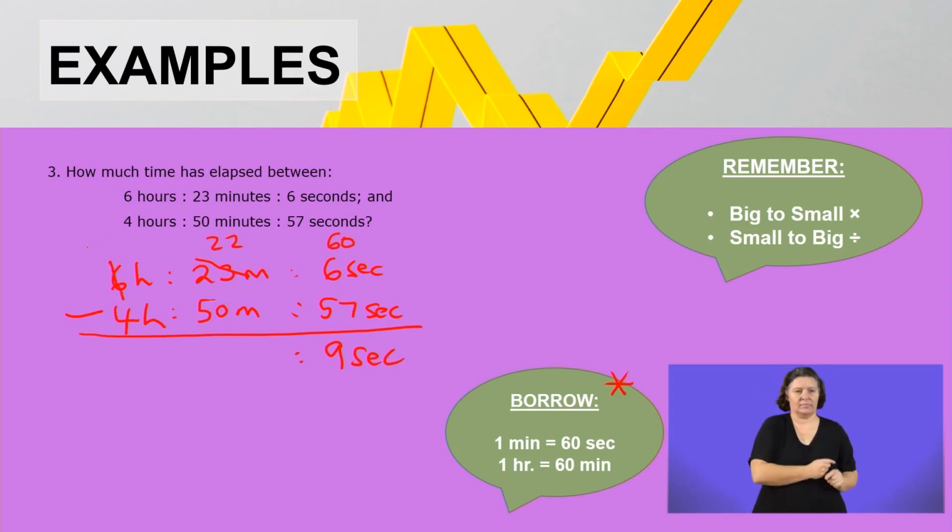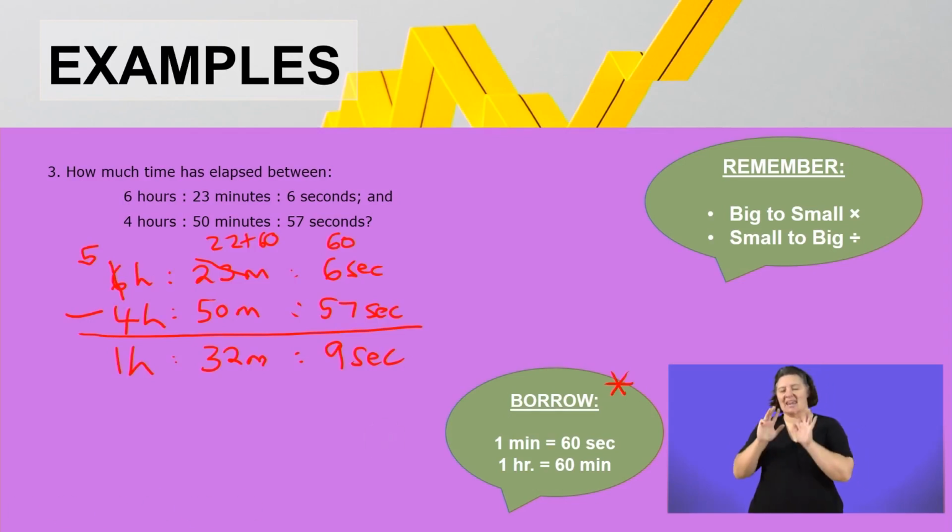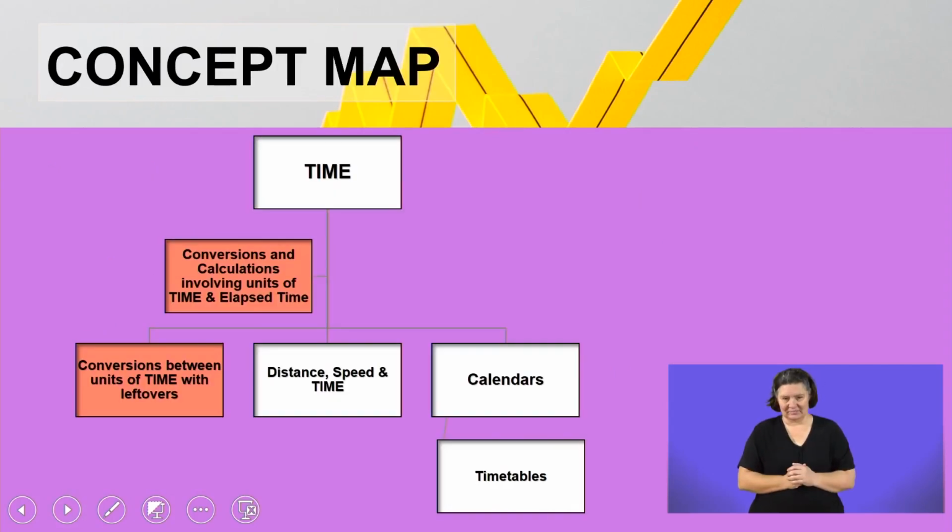I'll borrow from the hours, so that is left 5 hours. Take that 1 hour to your minutes. That becomes now plus 60 minutes. 1 hour, 60 minutes. So I take the 60 plus the 22. That will give me 82, right? 82 minus 50. That gives me an answer of 32, and that's 32 minutes. I hope that makes sense. And then lastly, 5 hours minus 4 hours, that will give you 1 hour. So in total, 1 hour, 32 minutes, and 9 seconds elapsed in this case. All right, I hope that's clear.